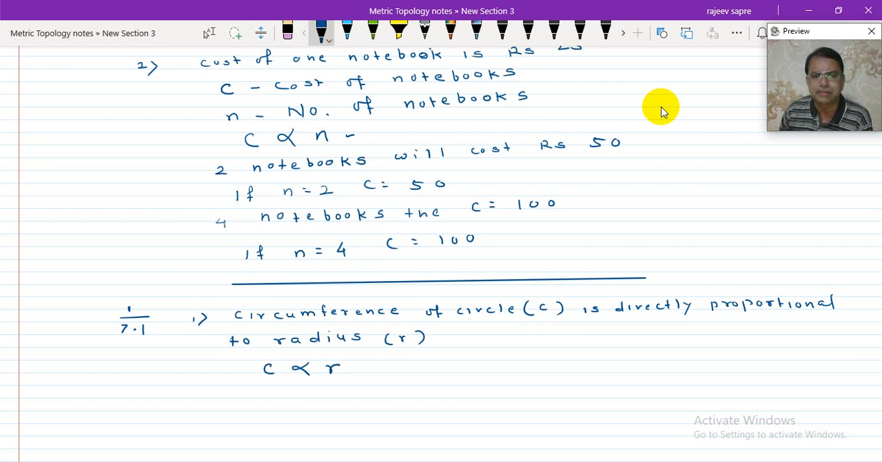C is the circumference of the circle. R is the radius, and we are given that the circumference of the circle is directly proportional to radius. So directly proportional is alpha, this is the proportionality notation. So C alpha R. Then second part in that, consumption of the petrol L in a car and the distance traveled by the car. Okay.